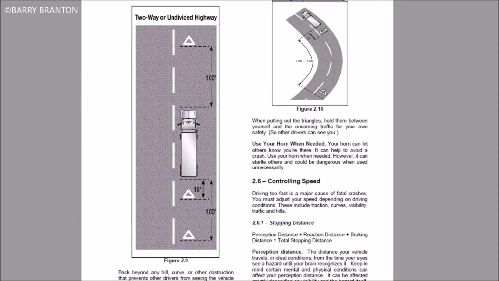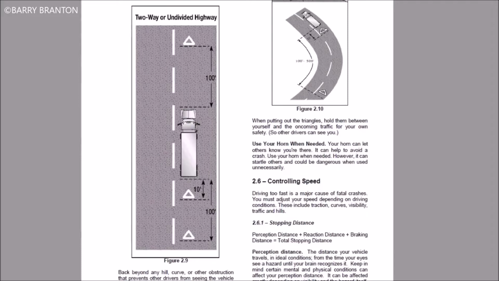And why is that? And I'm getting all this feedback on my microphone. I'm sorry about that. The reason being is this is an example, or an illustration. This is on page 2-13, figure 2.9, shows a two-way road or an undivided highway.